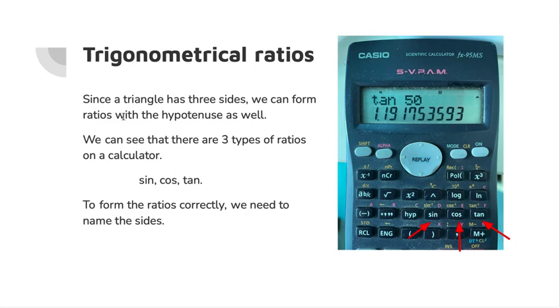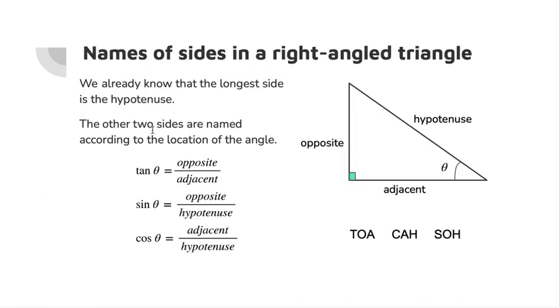Now, since a triangle has three sides, we can form the ratios with the hypotenuse as well. As we can see, there are actually three types of ratio on the calculator: the sine, cosine, and tangent. But to form the ratio correctly, we need to name the sides of the right-angled triangle. We already know that the longest side is called the hypotenuse. So the other two sides are named according to the location of the angle.